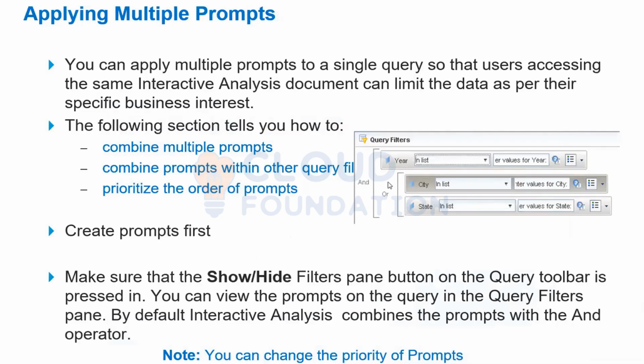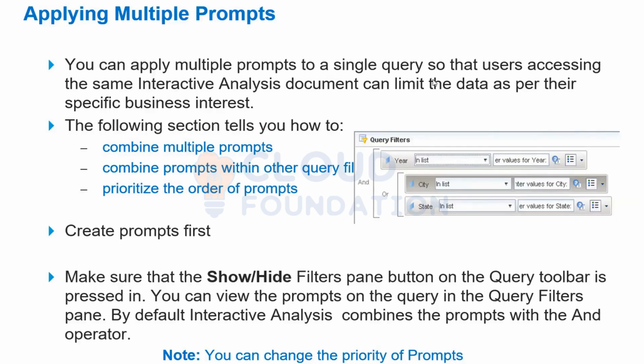We can also apply multiple prompts. As I told you, city and state can be under OR also. If we apply an AND operation, it will check for year in list values and city and state. It will check whether all three conditions match, and only then will the data come. The data which matches all these three conditions will come into the report. These are the multiple prompts.